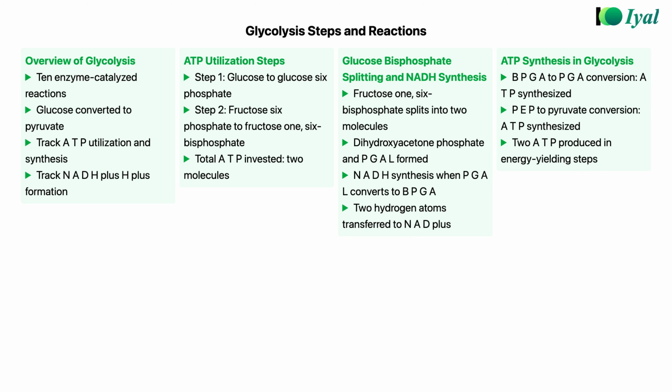Next, ATP synthesis happens. First, when BPGA, that is 1,3-bisphosphoglycerate, is converted to PGA, 3-phosphoglyceric acid, this is an energy-yielding step. The energy released is trapped in ATP formation. One ATP is made. Then, towards the end, when PEP, phosphoenol pyruvate, is converted to pyruvate, another ATP is synthesized. So we get two ATP produced in these energy-yielding steps. This is how glycolysis makes ATP.